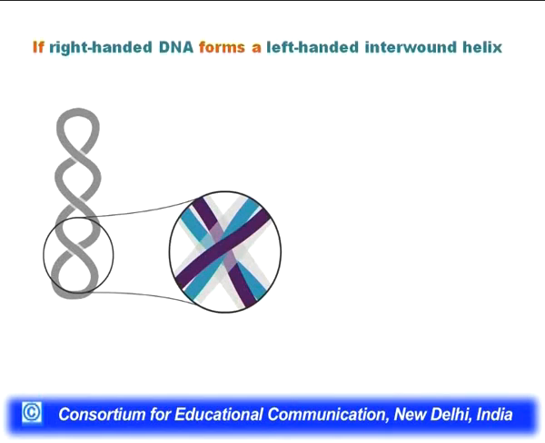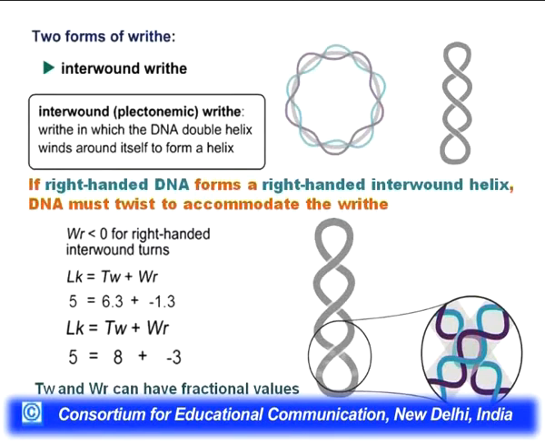Now, if the right-handed DNA is forming a left-handed interwound helix, the first part of the diagram in both these cases is the same. It shows the same 4 writhes, because we are just considering the backbone. As I told you, these are just models to explain; this is not actually the structure of the DNA molecule. That backbone model has 4 writhes because the entire circular DNA molecule is twisted, but the inset shows how the twists accommodate these 4 writhes.